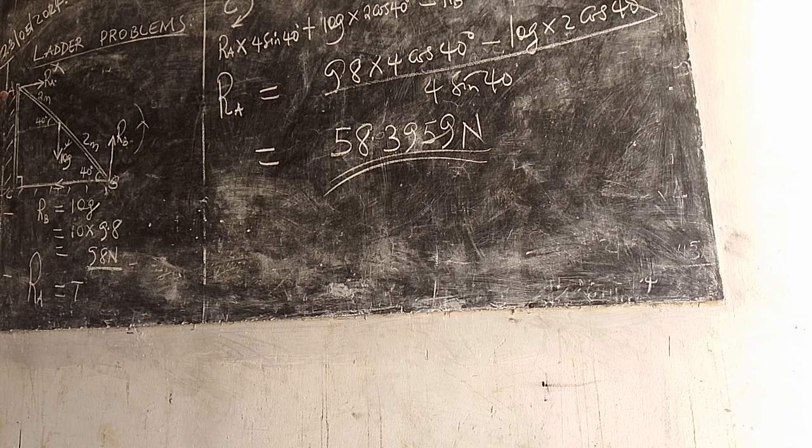Were they also asking for the tension? Of course, the tension is RA. Tension is RA. I want, by the same reasoning, to take moments at point B. Then the normal reaction. Do you permit me to take moments at point B?